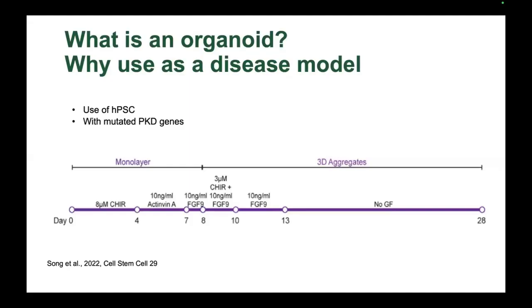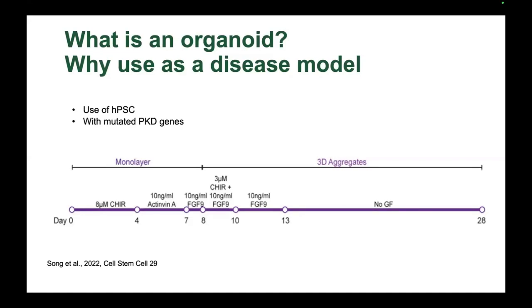So we start with CHIR, which is a GSK3 inhibitor, which allows for the Wnt pathway and beta-catenin to be activated and allows for the late primitive streak, and then further activin A, another growth factor, allows for the formation of the intermediate mesoderm, and then also continuing to the metanephric mesenchyme, and then continuing using FGF and CHIR.